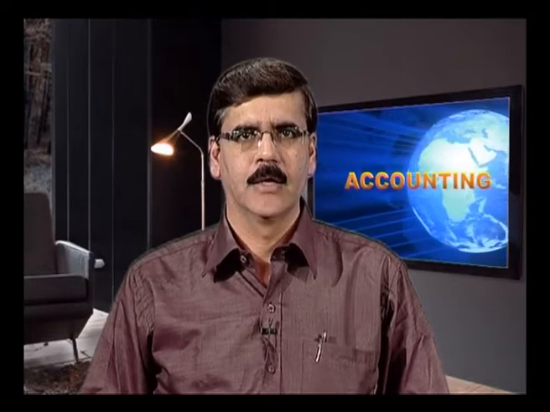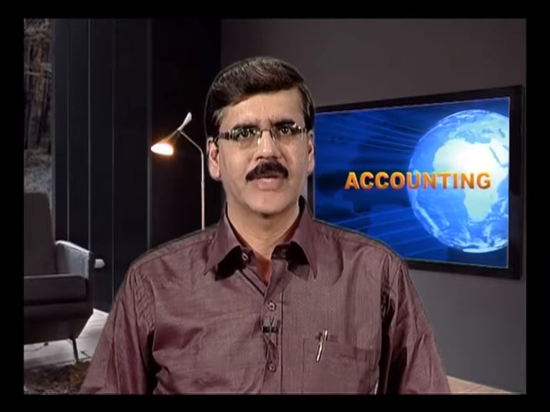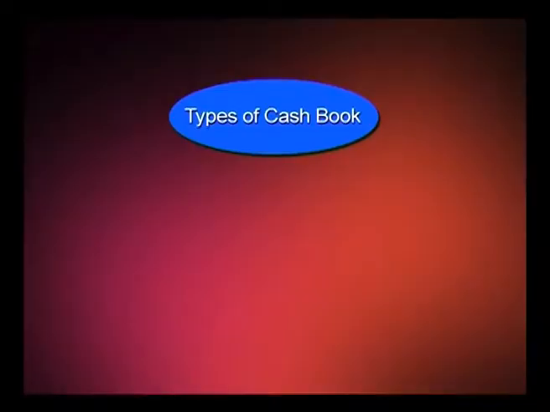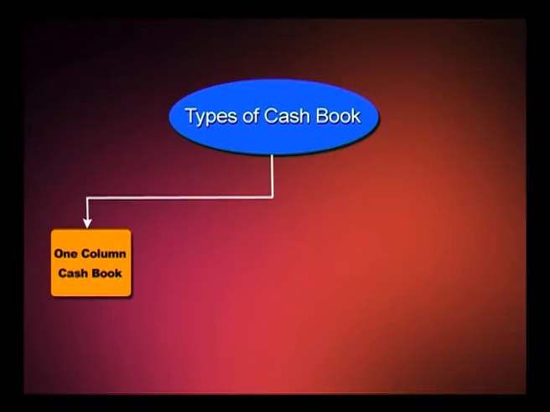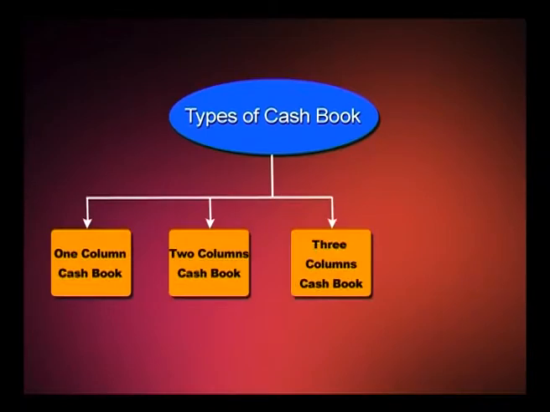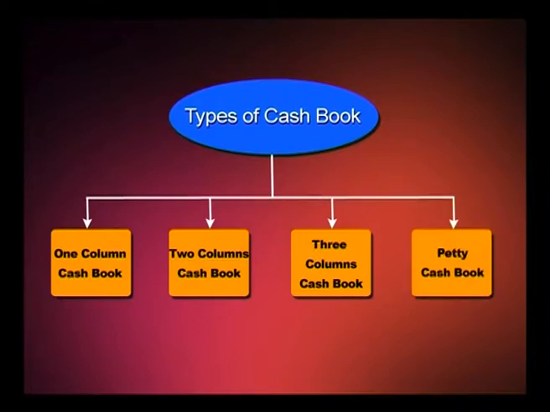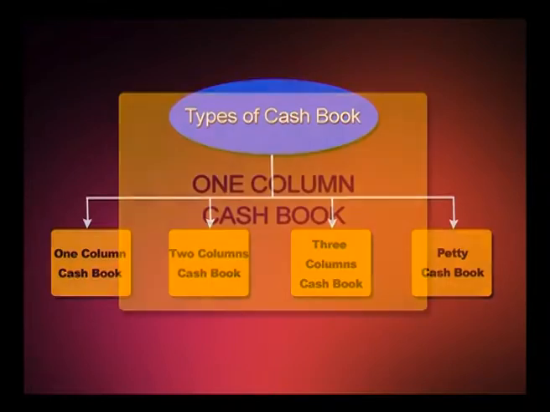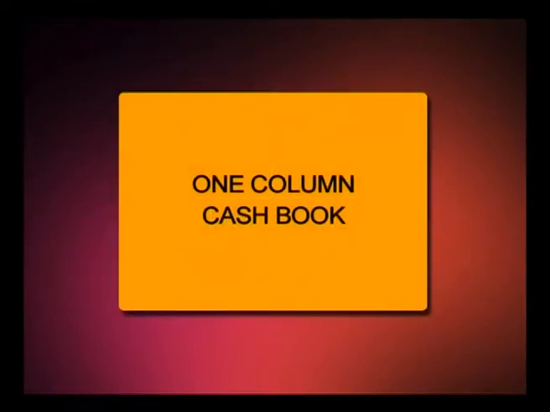Now, let us have a look into the types of cash book a firm can have. Based on the coverage of transactions, a cash book can be of 4 different types. This can be seen in the diagram. You can see that it can be 1 column cash book, 2 column cash book, 3 column cash book, and a petty cash book. Let us start with the first one, that is 1 column cash book.